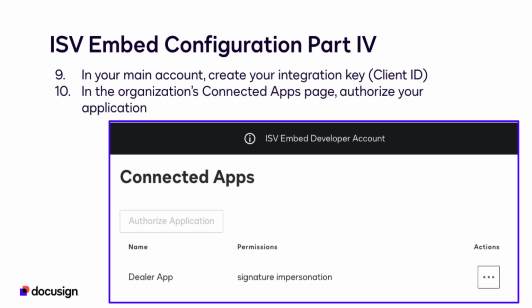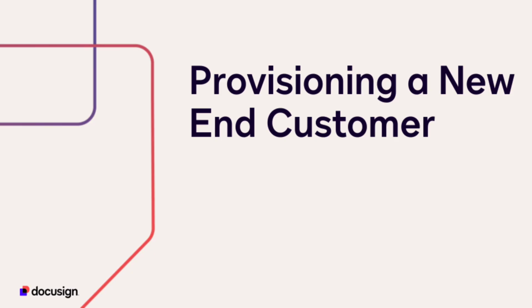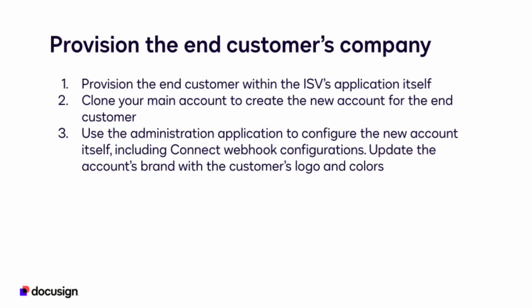Number 10. Back in the organization administration app, use the Connected Apps feature to provide automatic consent to your staff. This is an optional step to eliminate an application consent step for your staff, for the ISV staff. That's it. Let's see how to provision a new end customer.